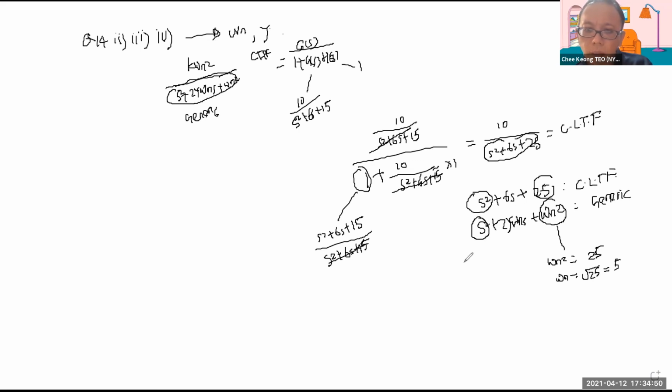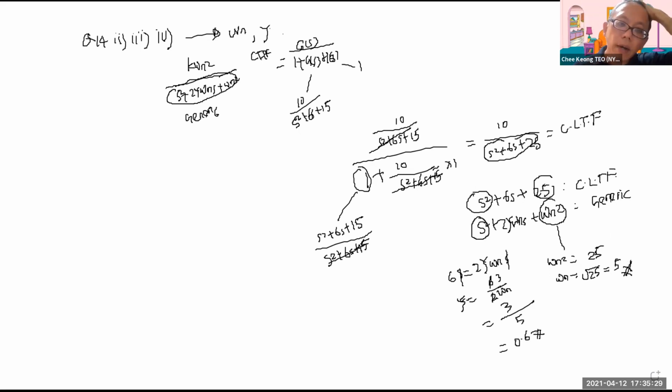Now for the second term here, 6s is equal to 2 zeta omega n s. The s cancels away. So your zeta will be equal to 6 divided by 2 omega n, right? So 3 cancels with 2, then you have 3 over omega n. 3 over omega n is 3 divided by 5. Right? So your zeta is actually 0.6. So with your zeta equal to 0.6 and omega n equal to 5, you are ready to solve part 2, part 3, and part 4.